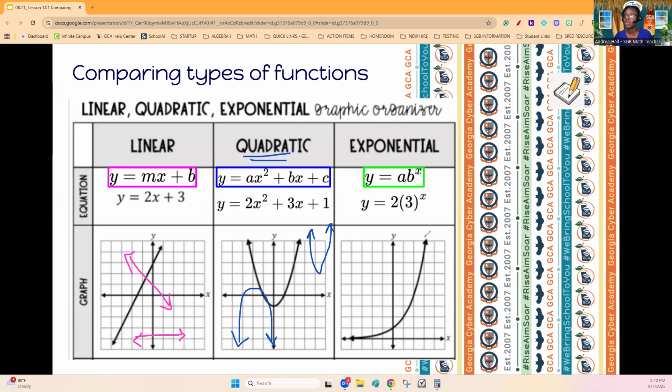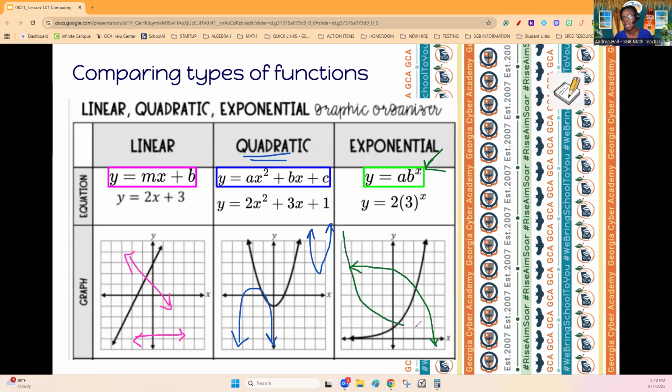Now, exponential functions are curved. It's kind of like a slide, okay? And it's of the form y equals a times b to the x. In this case, the x is the exponent, okay? So sometimes it looks like this. Sometimes it could be flipped upside down like this.